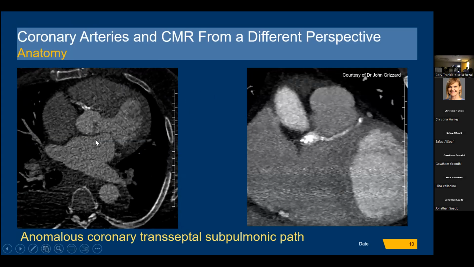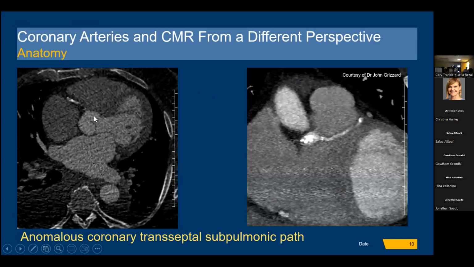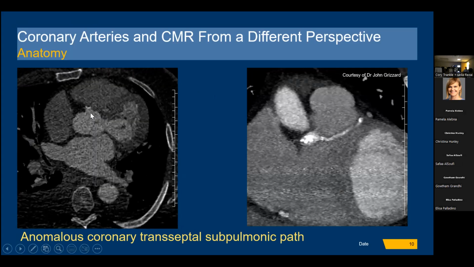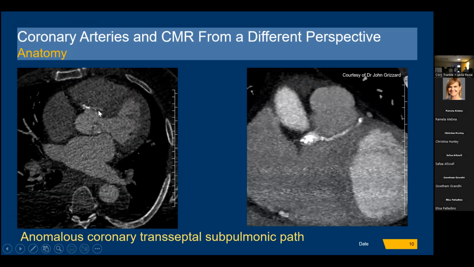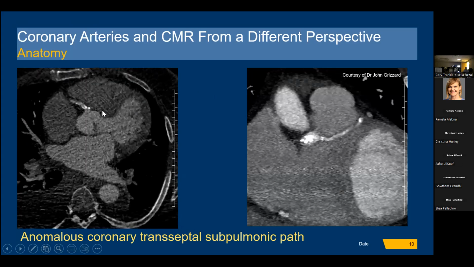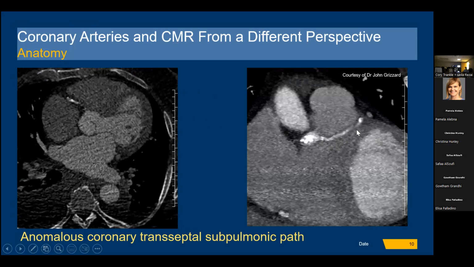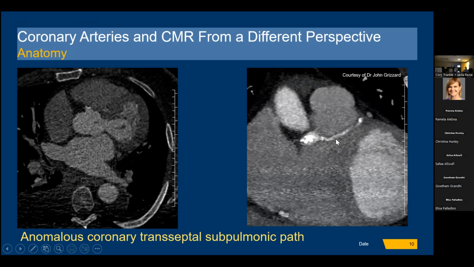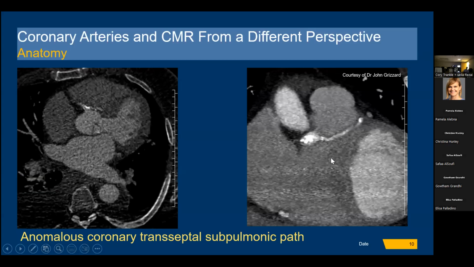This is a case of a transeptal or subpulmonic coronary artery. We can see that there is a right common origin, gives out the right coronary and the left. And the left has a course through the septum, as we can see on a reconstructed double oblique sagittal, that it moves under the pulmonary artery and within the septum.